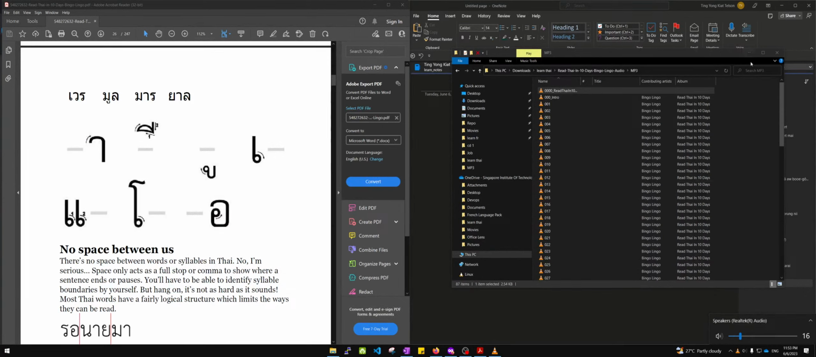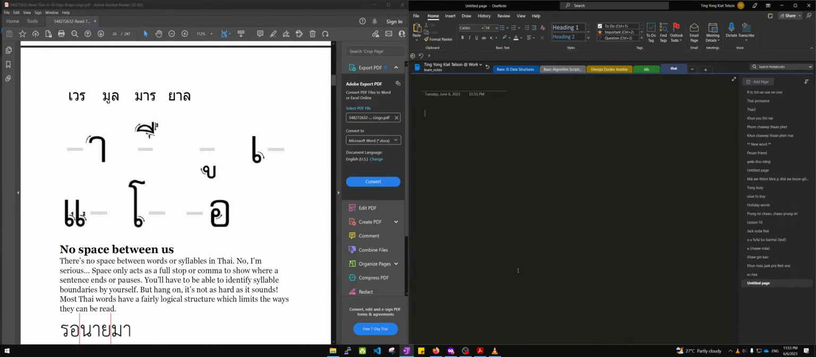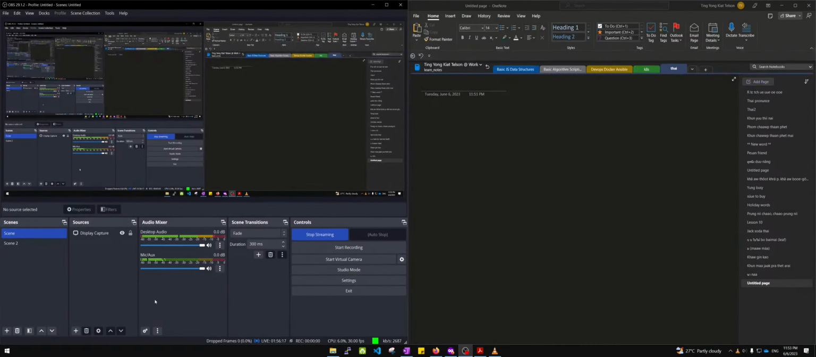สวัสดีครับ Welcome to Read Thai in 10 Days by Bingo Lingo. These recordings accompany the book and are intended to serve as a pronunciation guide for learners who do not wish to use the phonetically written Thai, which by its nature will not provide a completely accurate match with the actual spoken Thai.